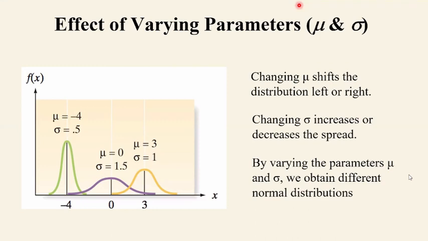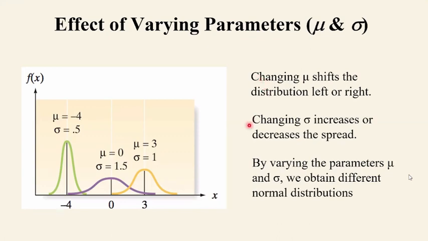Similarly, for the normal distribution, the two parameters are the mean and the standard deviation. The mean is denoted by mu and the standard deviation is denoted by sigma. If we know these two parameters, then we can specify the normal distribution function, and also we can calculate the probabilities.